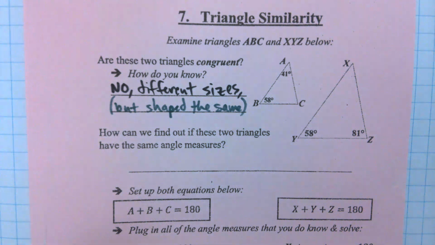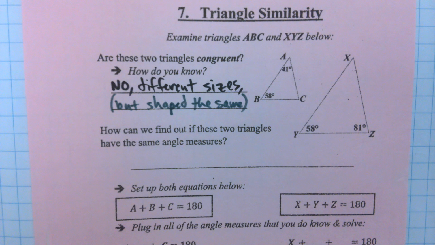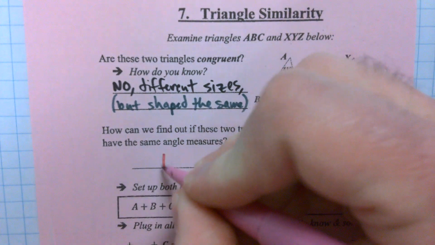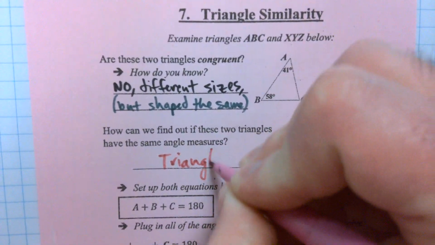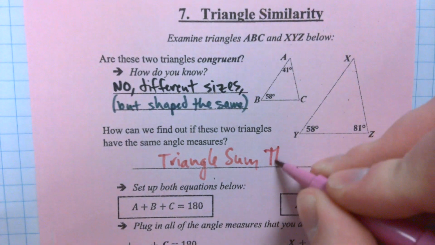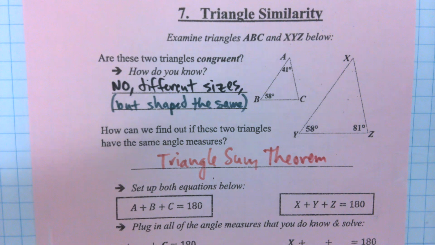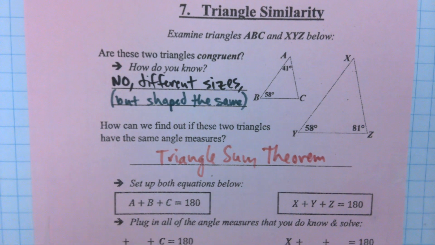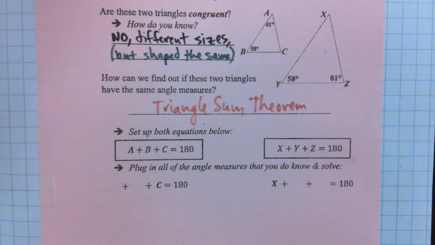Add them up, A plus B plus C, that's right, and set it equal to 180. What do we call that? Do you guys remember? Triangle sum theorem. Absolutely. Now you may just know the equation, A plus B plus C equals 180. That's fine too. Test isn't going to ask you what's the name of this theorem. As long as you know how to use it, that's what matters.